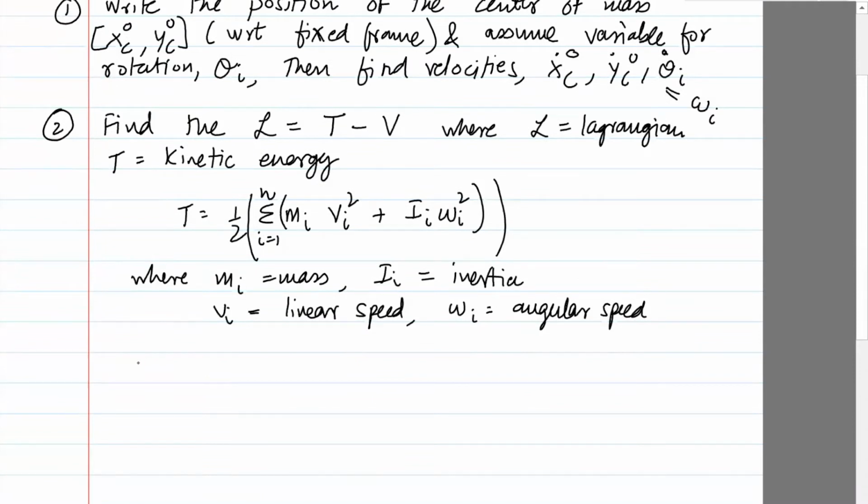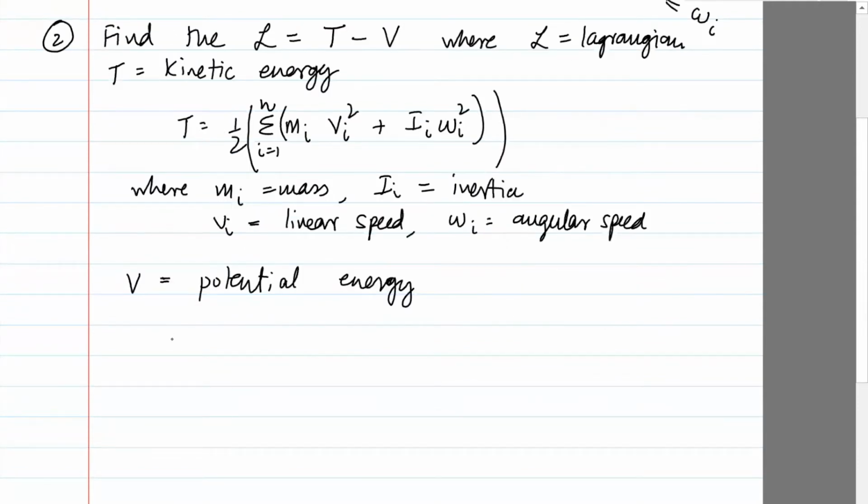So the second step is to write V. V is the potential energy, and the potential energy is given by things which depend on gravity. So if there's gravity in the problem, then the gravitational potential energy is m_i g y_ci. So I'm assuming that the y direction is the direction along which gravity acts. If gravity is acting at an angle to x and y, then you'll have to suitably modify this equation. Okay, and we'll come to that later on if we have to. So that's the potential energy due to gravity.